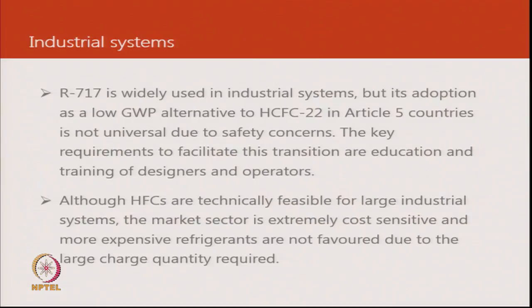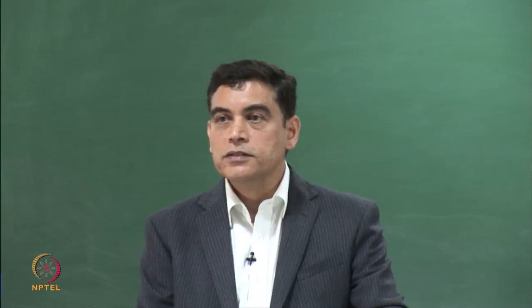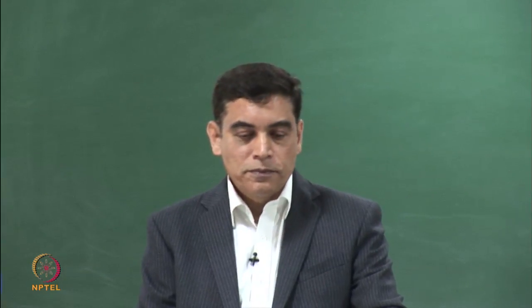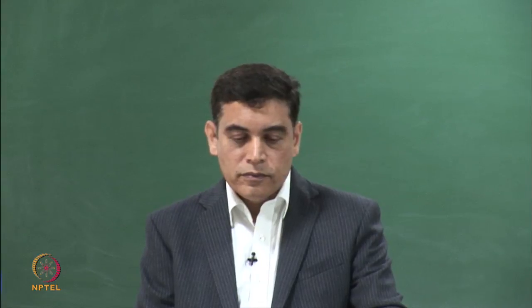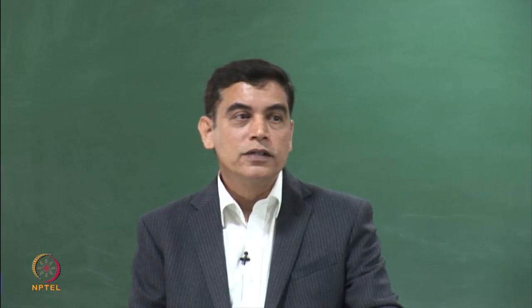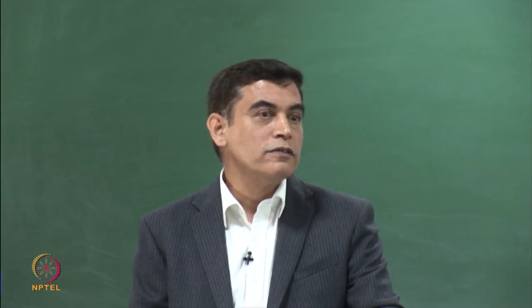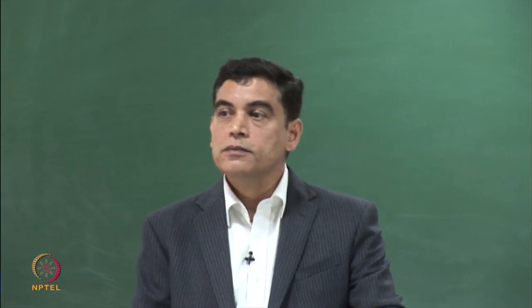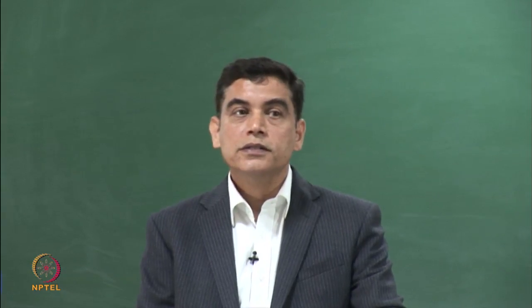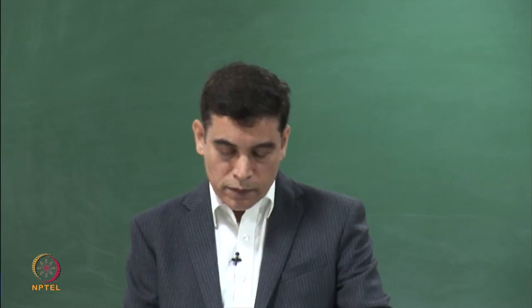Industrial systems, ammonia continues to be, you remember the nomenclature, right? 700 plus the molecular weight. So 717 is ammonia. And HFCs are technically feasible for large industrial systems. The market sector is very cost sensitive. See, when the new molecule is developed, all the R&D dollars that have gone into developing that molecule, the company wants to recover through sale, and initial pricing is prohibitive, and air conditioning is a very price sensitive market. So keep that in mind.